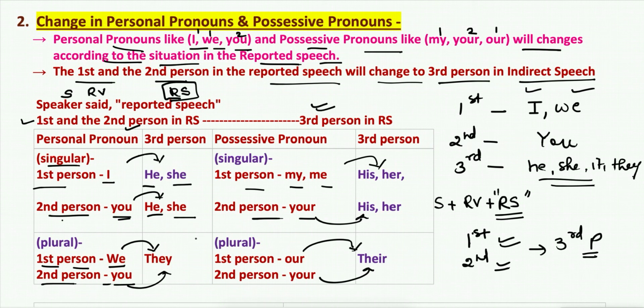If in the direct form I, you, we is used, it will change to he, she, they. My, me, your, our will change to his, her, their. So this is the change in pronoun, personal and possessive, when we are converting a direct speech into indirect speech. Earlier we have seen the change in verb, three conditions. Now we are seeing the change in pronoun.